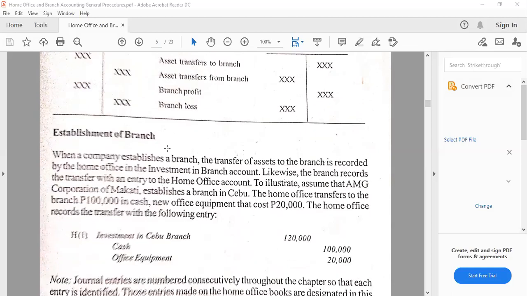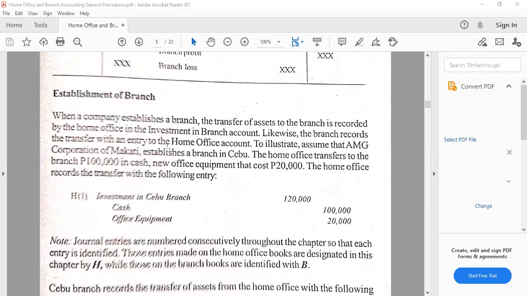Next, establishment of the branch. This is an example of a transaction wherein the company establishes a branch. So in that case, we debit the branch account and credit the assets that are part of the investments of the home office.